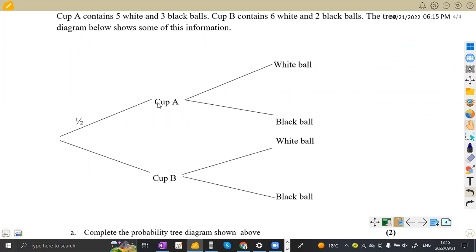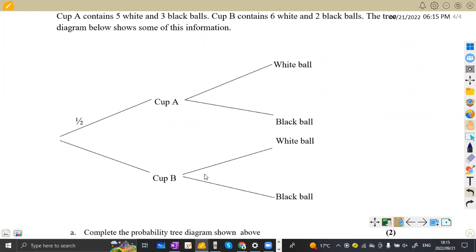Okay, if you have to analyze this, what does it mean? It means if we are in cup A, we can pick a white ball, or we can pick what? A black ball. If we are in cup B, we can do the same. We can pick a white ball, or we can pick what? A black ball.